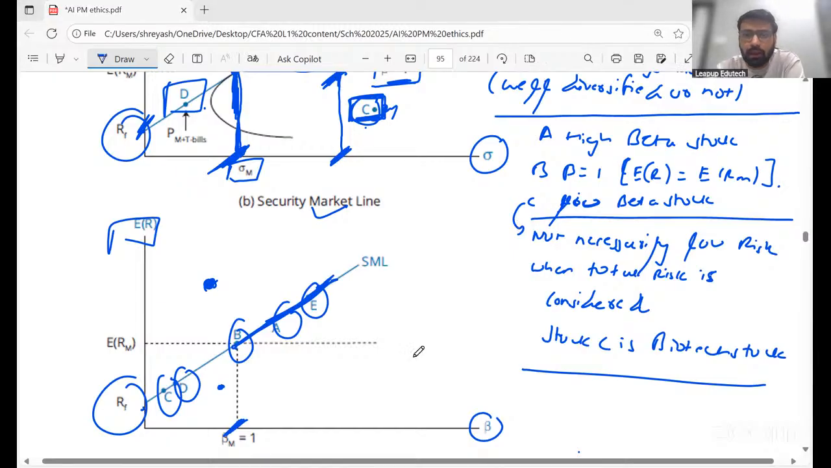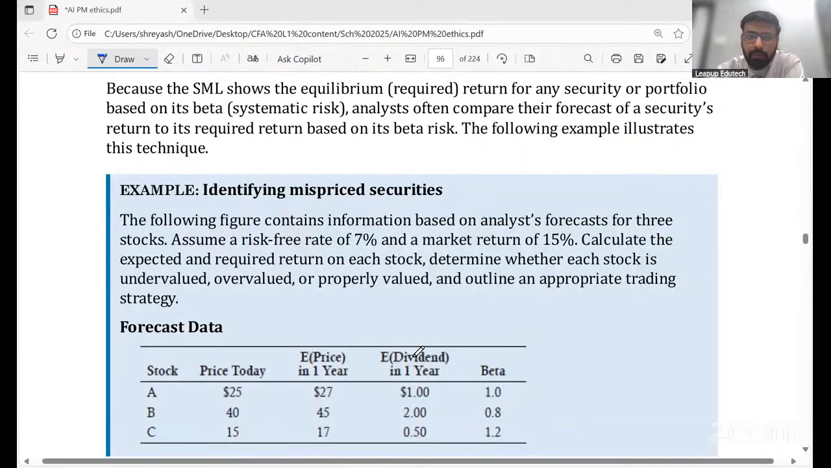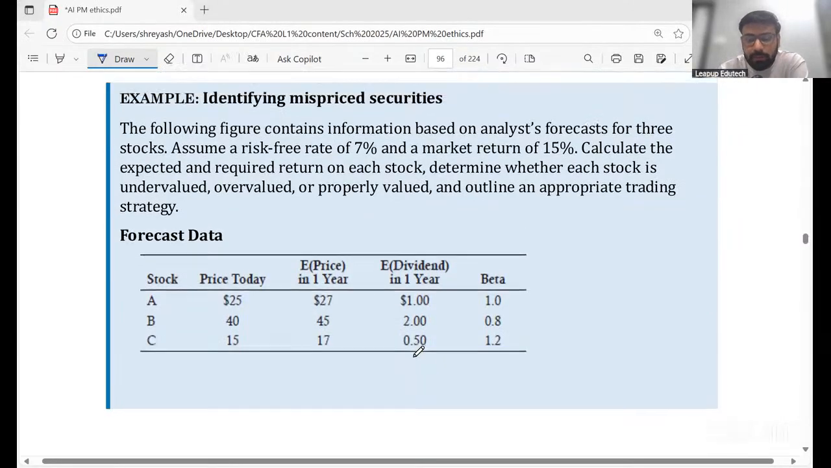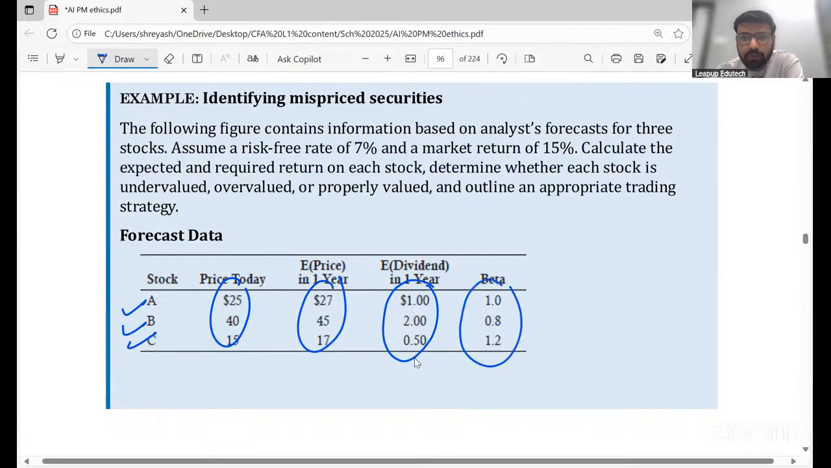An example so that you can understand this fact completely. A portfolio contains information based on analyst forecasts for three stocks. There are stock A, stock B, and stock C. The price today is this. The price that is expected in 1 year is this. The dividend that is expected in 1 year is this. And the beta of a particular stock is this.